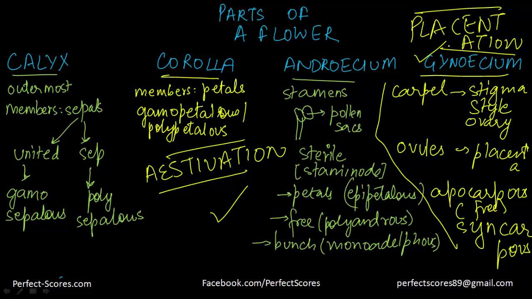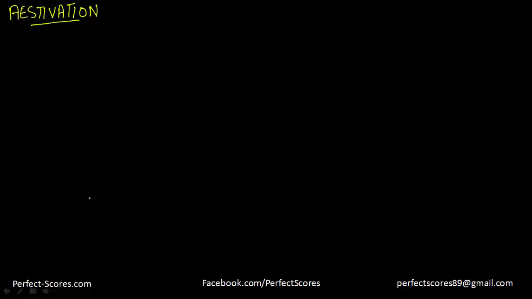style, and ovary. In the ovary, you have ovules that are stuck to a placenta, and it can be apocarpous if the multiple carpels are free from each other, and syncarpous if they are all joined into one single entity. So the next thing that we have to do is going to be estivation. Now, as I told you earlier, estivation is all about arrangement of the different petals or the sepals.